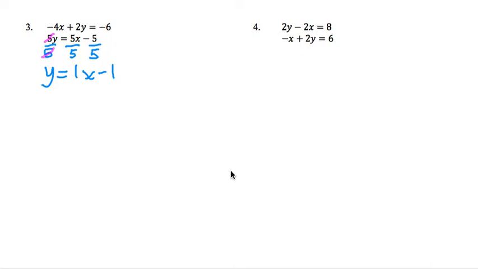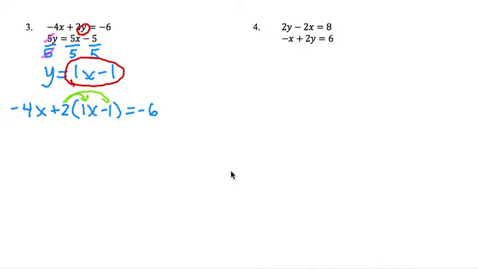So now that I know that y is equal to 1x minus 1, I can take this expression and substitute it into the opposite equation in place of y. So that means I will have -4x plus 2 times 1x minus 1 is equal to -6. So to solve this, I'm going to need to first distribute. So -4x plus 2x minus 2 equals -6.